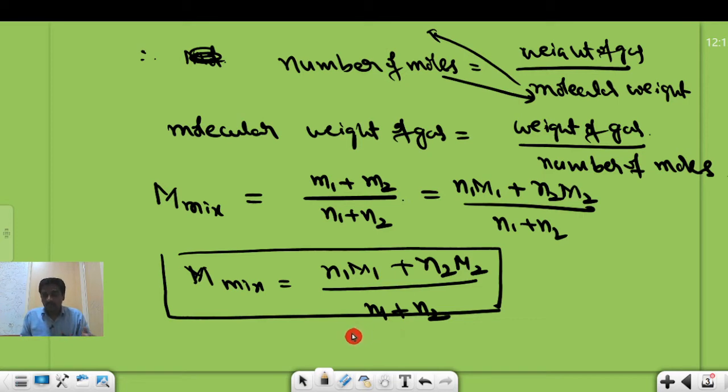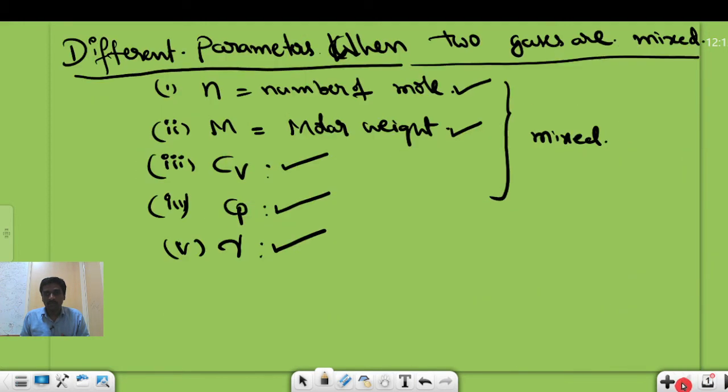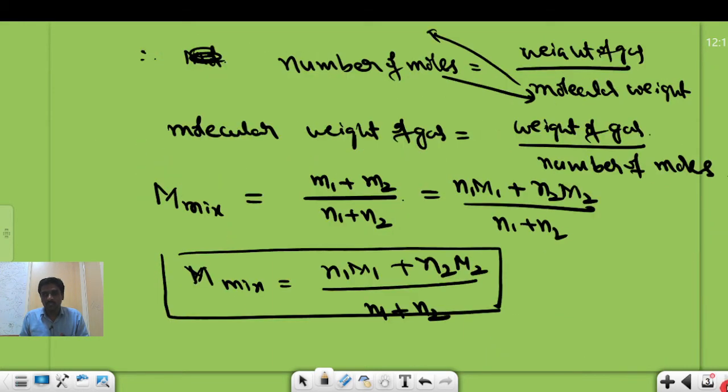Now our goal is to find the remaining parameters. We have evaluated these two parameters. Now we need to find Cv, the molar specific heat capacity at constant volume, Cp, the molar specific heat capacity at constant pressure, and the adiabatic constant of the mixture of gas. Let me go to that one also.